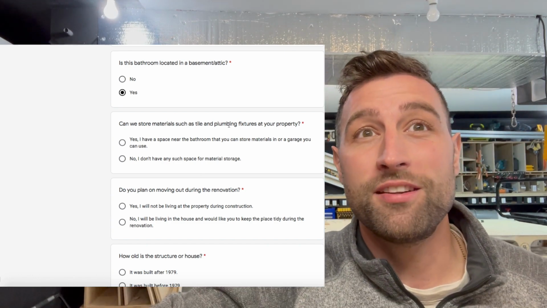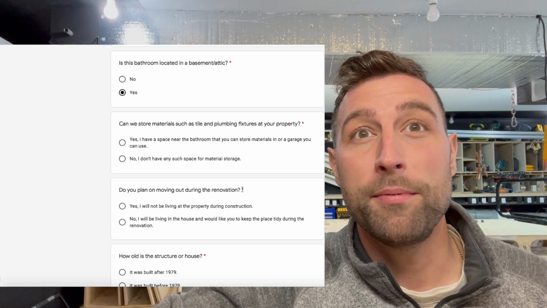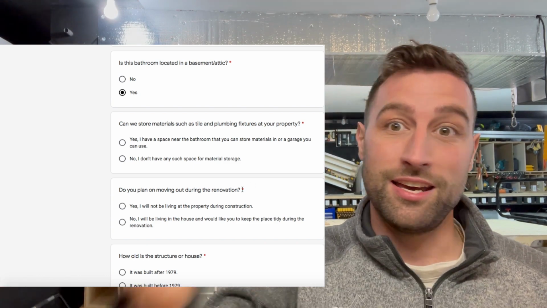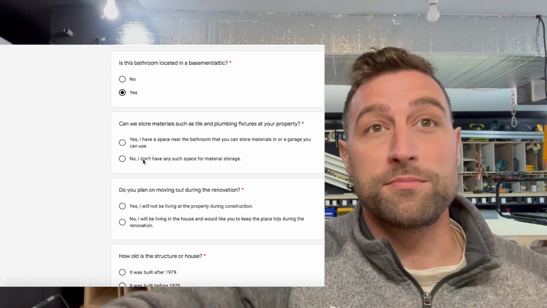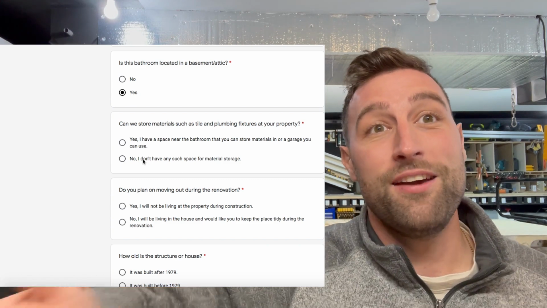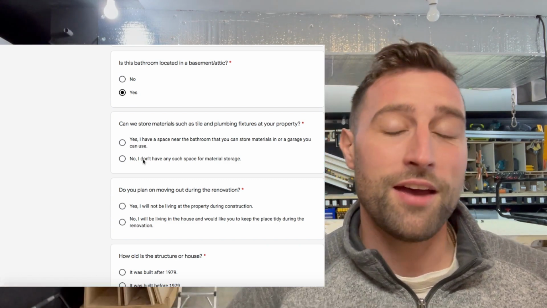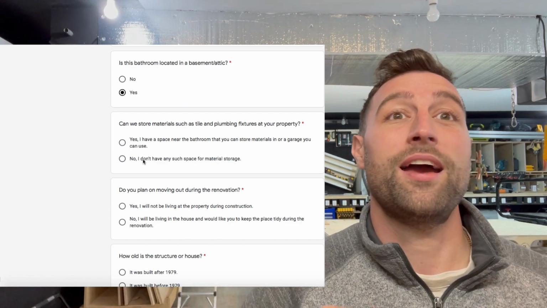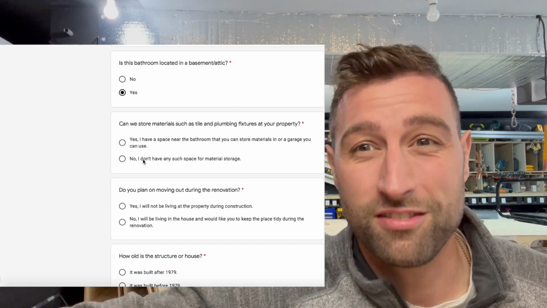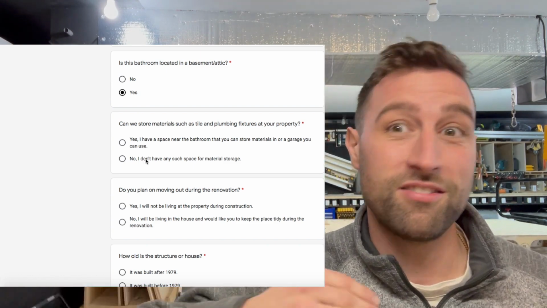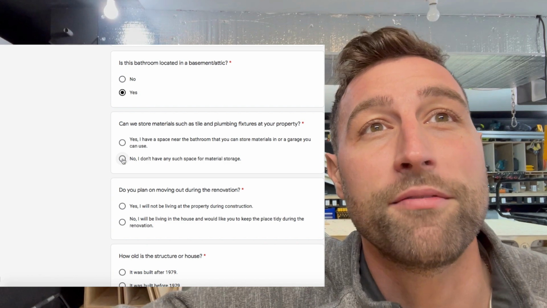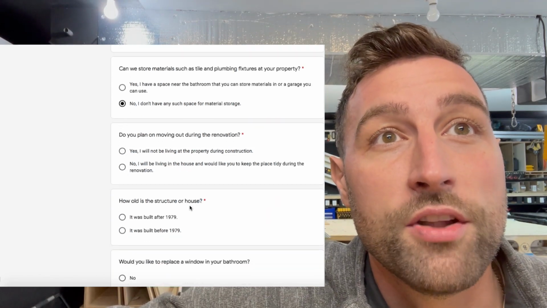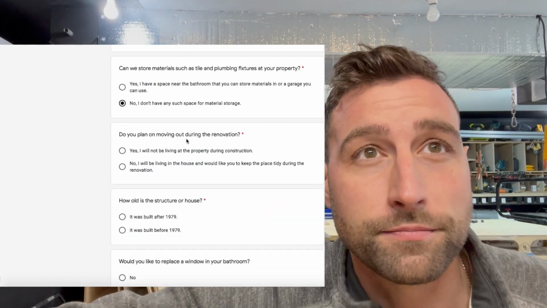Can we store materials such as tile and plumbing fixtures at the property? So basically what that means is, do you have some space for stuff that we can use? If they do, it's going to be cheaper. If I have to store everything in my garage, then it's going to be more expensive. If I don't have a place for excess materials, excess tools, it's going to be more expensive because now I have to bring that stuff and clean it up every day. So no, I don't have room for that.